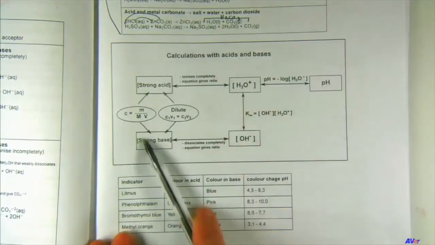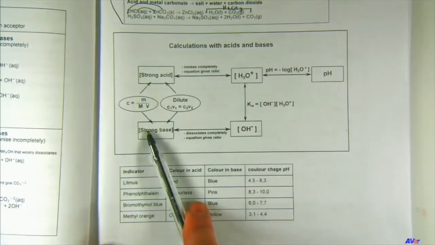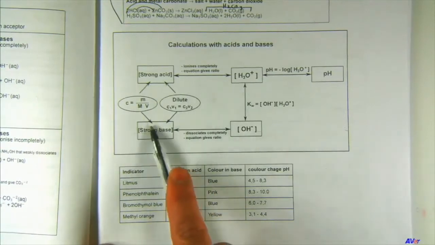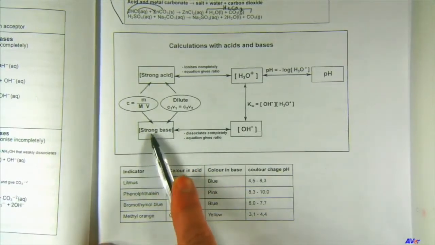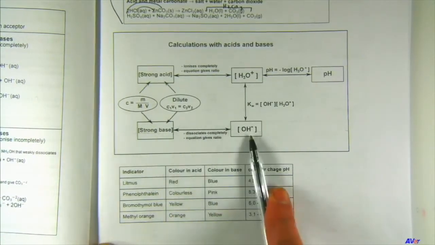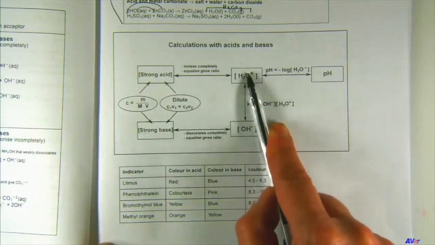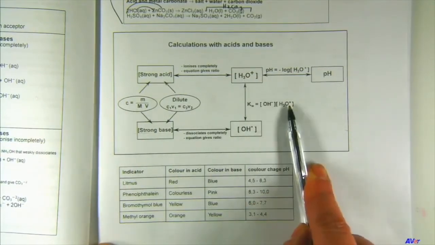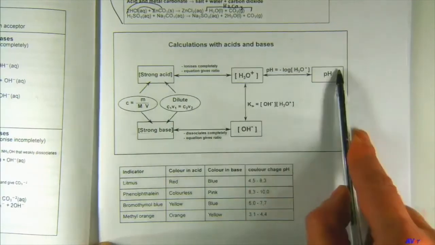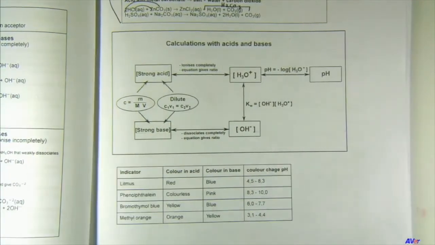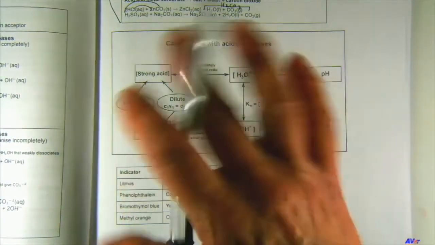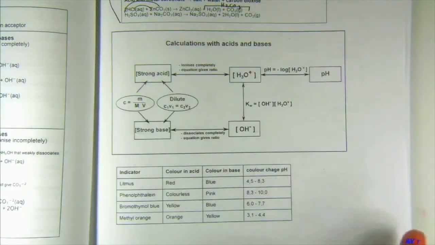And now, how about a base? If they give you a base, they can only give you a strong base. Strong base will give you OH-. How do I go from OH- to H+? Kw value. Right. How do I do that pH? Just put it into the equation. So it's not that difficult if you have the sort of layout of the land, how you're working.